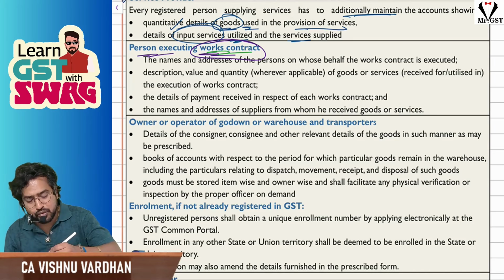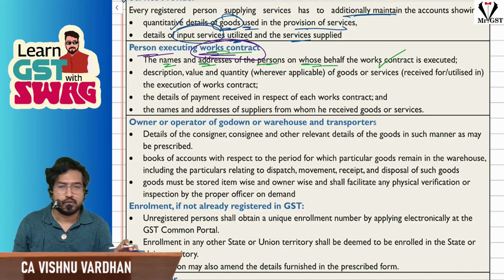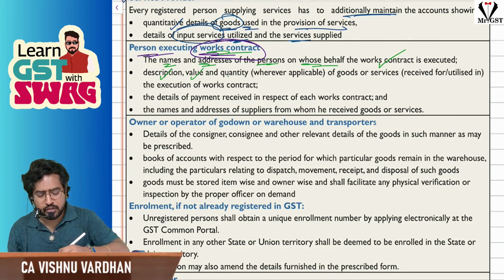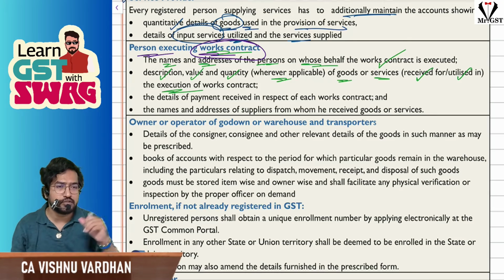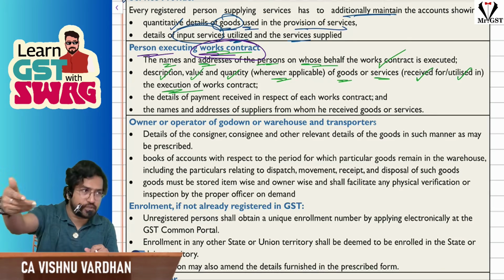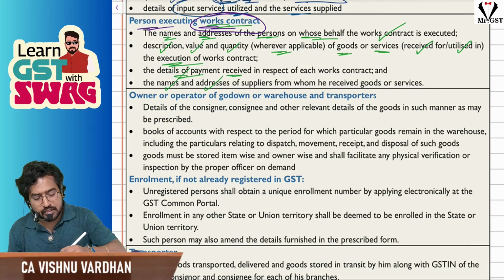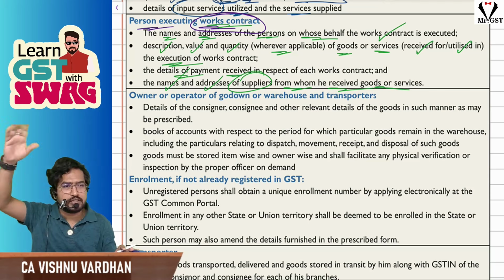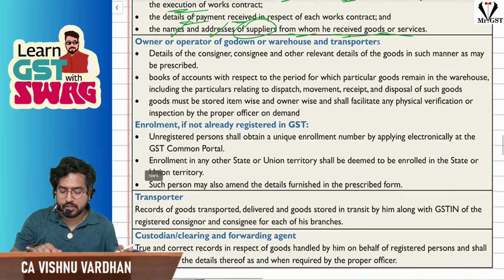So now what should you do? The name and address of persons on whose behalf you are doing that works contract, whose house you are constructing, whose office you are constructing, like that. Next, description, value, quantity, wherever applicable, of goods or services received for or utilized in it. How much bricks you have purchased, how much cement you have purchased, how much you have utilized, all those details you have to maintain. Details of payment received, names and address of the suppliers from whom you purchased bricks, cement, iron and steel, electrical equipment, everything, all those people's details, name and address, you have to maintain.